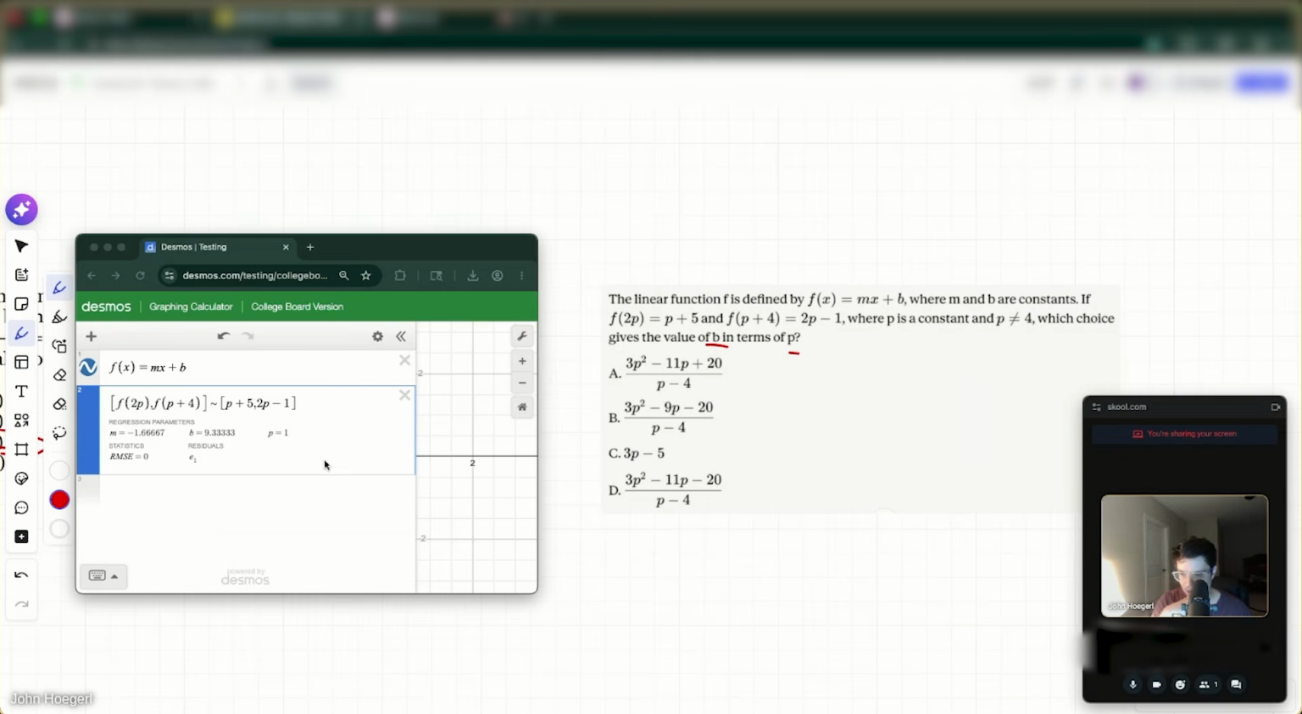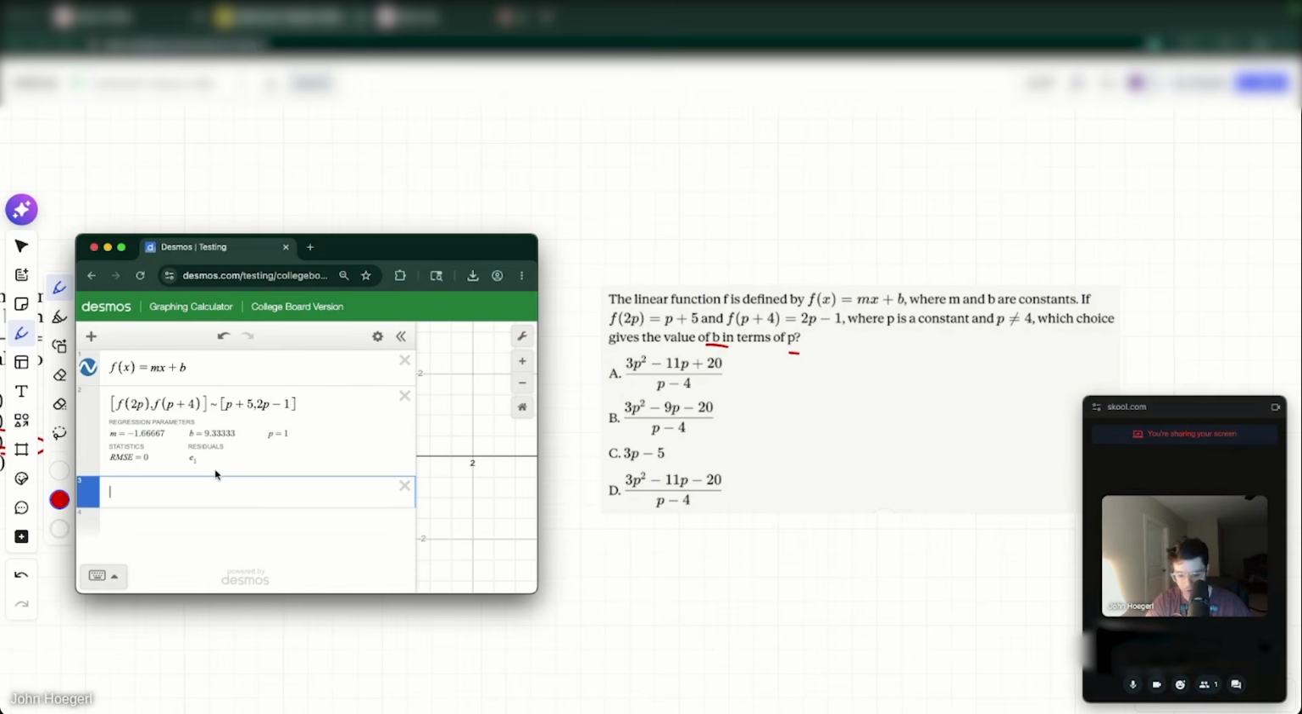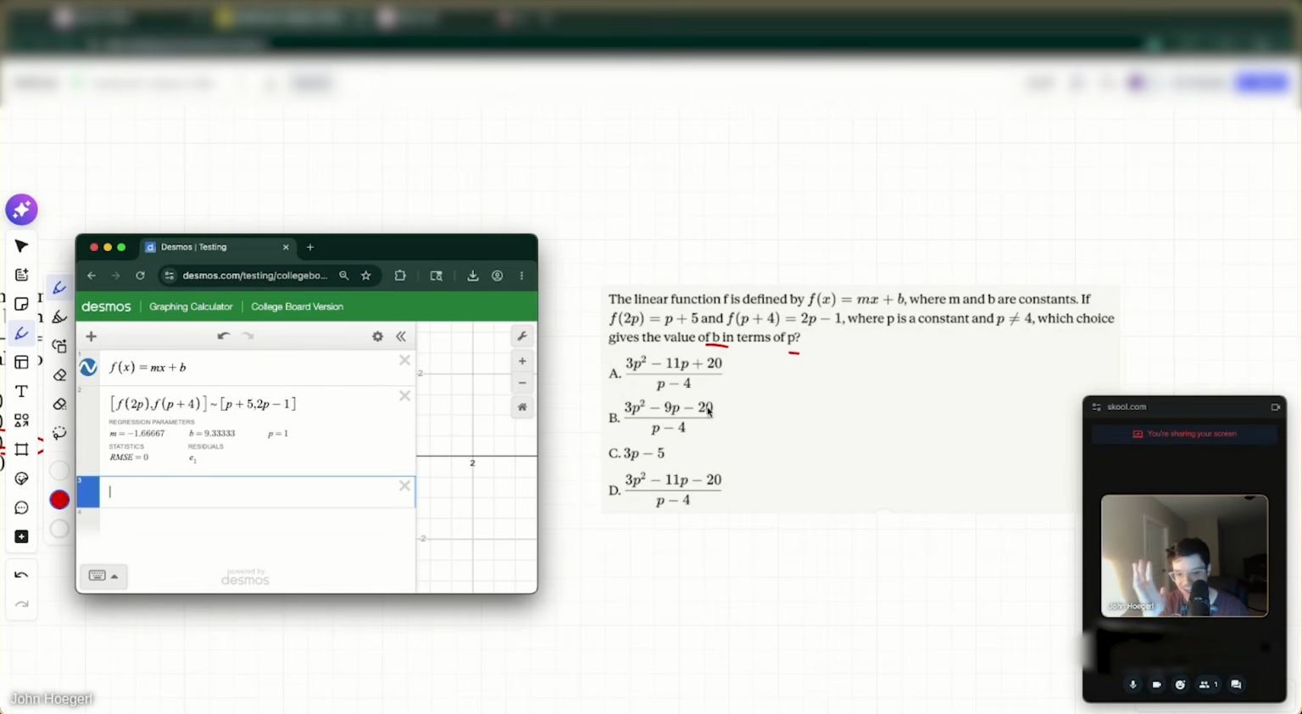When it asks something like this, what I can just go ahead and do is type in each of these different things and just see which one equals b, essentially. So I could do all of the ones, but I think I know that either C or D is going to be the right answer. So let me just skip down to that.